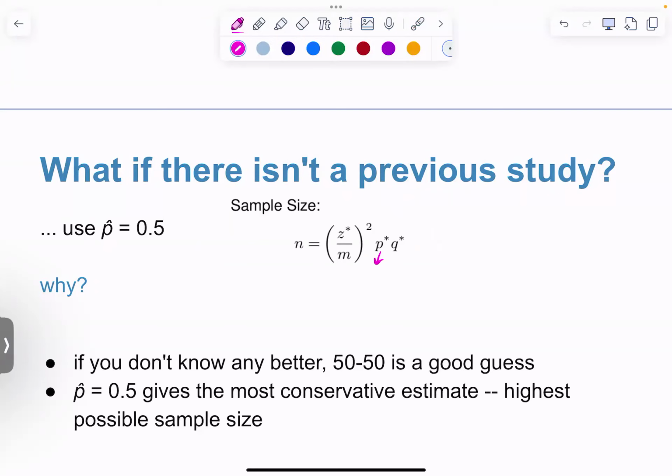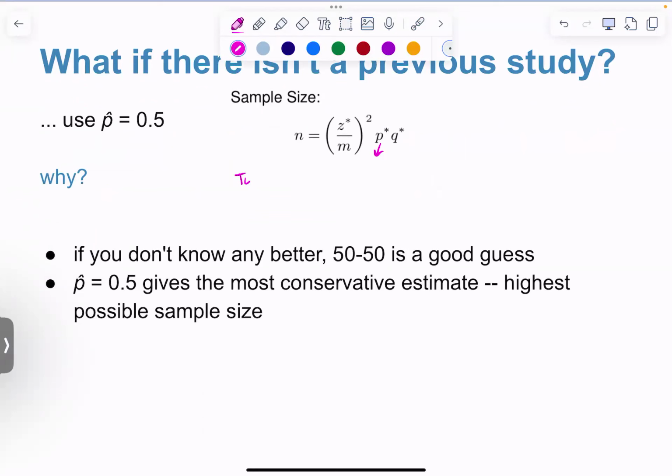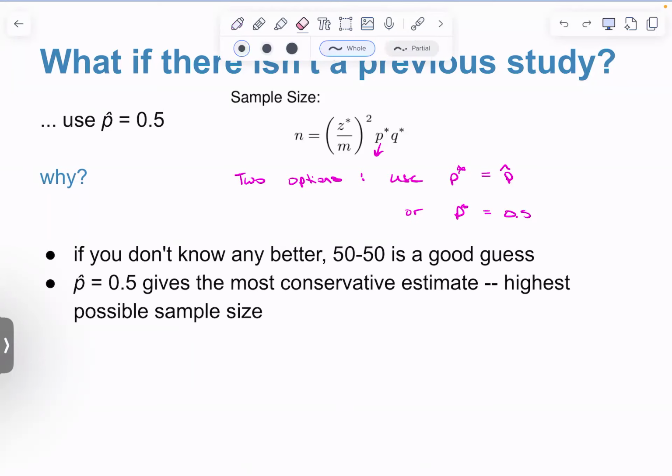So here we have two options. Use P star is equal to P hat, right? If we have a previous study, then we can use that P hat. Or P star is equal to 0.5, right? A 50-50 split. Okay. My hat got weird. Oh, sorry, it's a star, that's why. Well, it's still a weird star. I'll fix it.